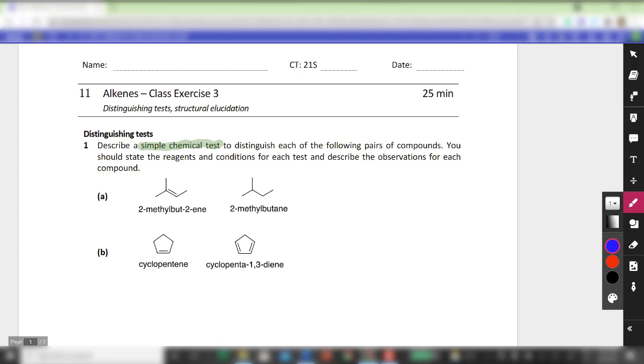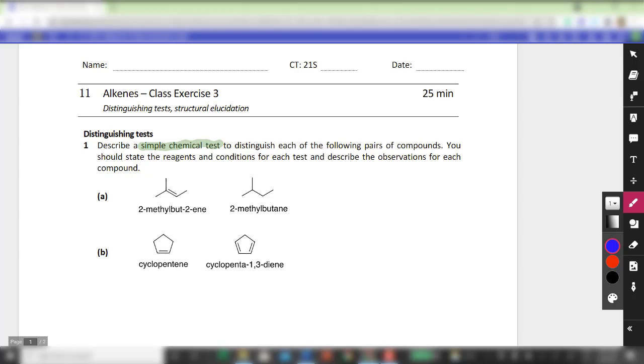So any reaction which involves complicated setups such as reflux, distillation, etc., they shouldn't be used. Please remember this, because once you use reactions involving a very complicated setup, it will be deemed as incorrect. So the keyword is simple chemical test.